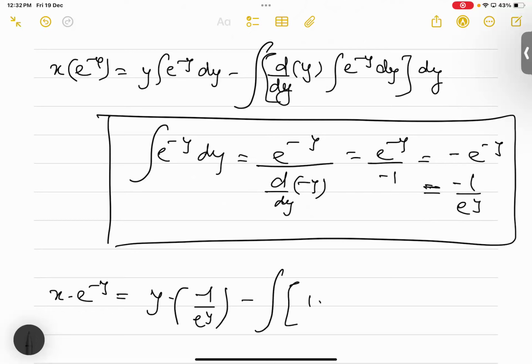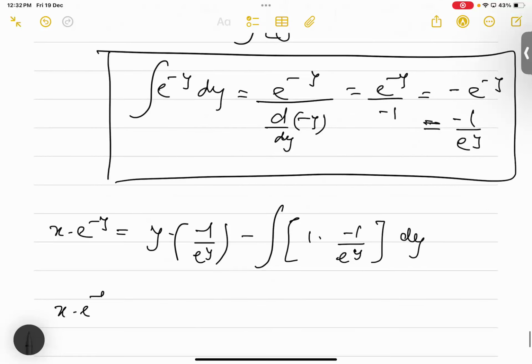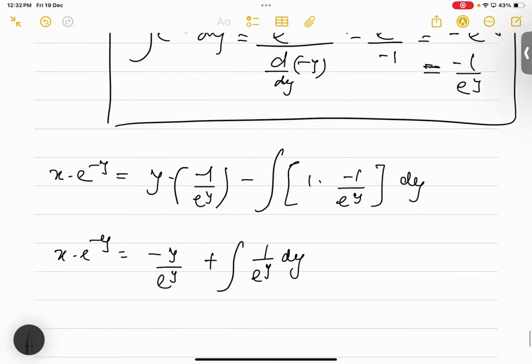dy of y is 1, minus 1 upon e raised to minus y dy. Guys, how to integrate 1 upon e raised to y? How to integrate 1 upon e raised to y? अच्छे तो बोलिए. 1 upon e raised to y का इंटीग्रेशन e raised to minus y ऊपर जाएगा and then integrate. Correct ना?